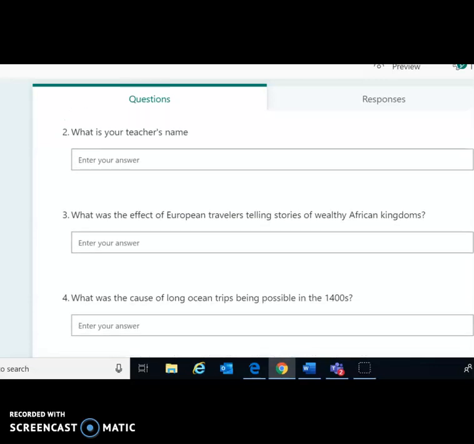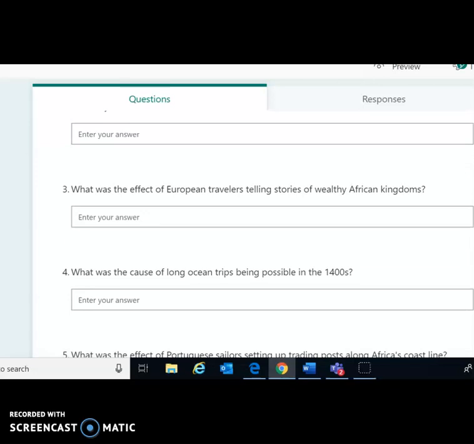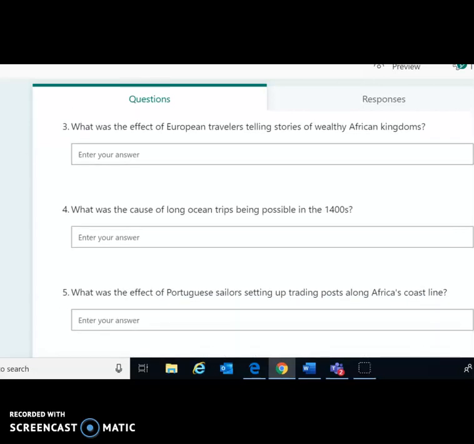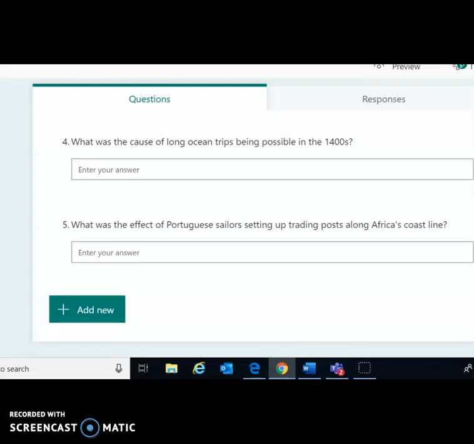So the first question is, what was the effect of European travelers telling stories of wealthy African kingdoms? Your second question is, what was the cause of the long ocean trips being possible in the 1400s? And your last question is, what was the effect of Portuguese sailors setting up trade posts along Africa's coastline? So those are your 3 exit ticket questions.